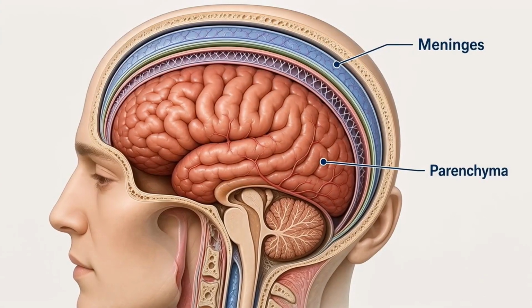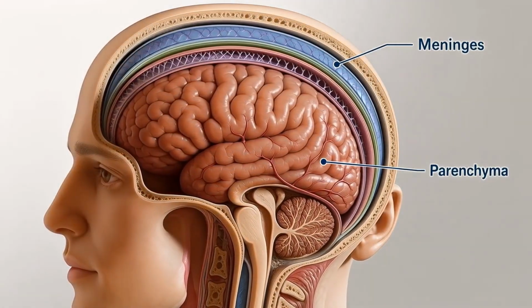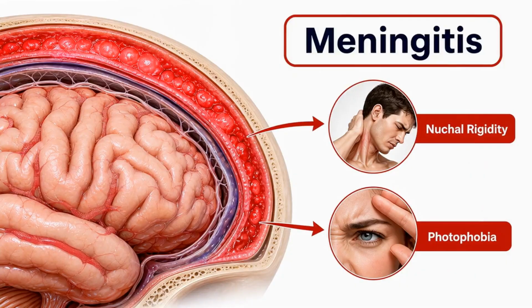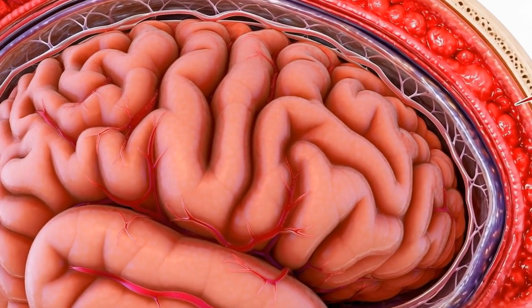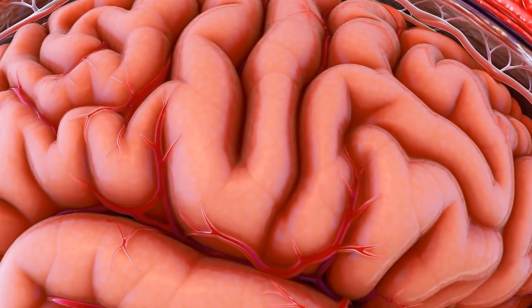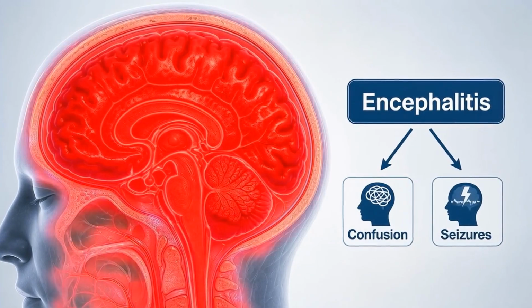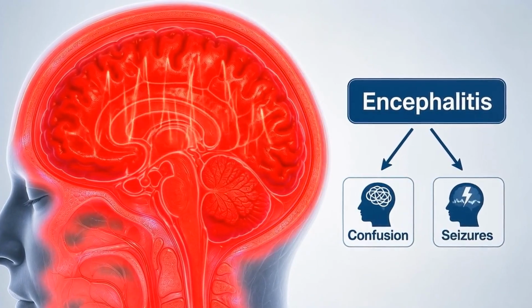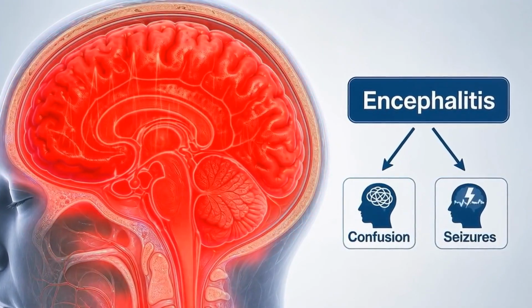To remember the difference for your exam, focus on the anatomical location of the inflammation. Meningitis affects the protective coverings, leading to classic signs like nuchal rigidity and light sensitivity. Encephalitis affects the brain tissue itself, leading to confusion, behavioral shifts, and seizure activity.